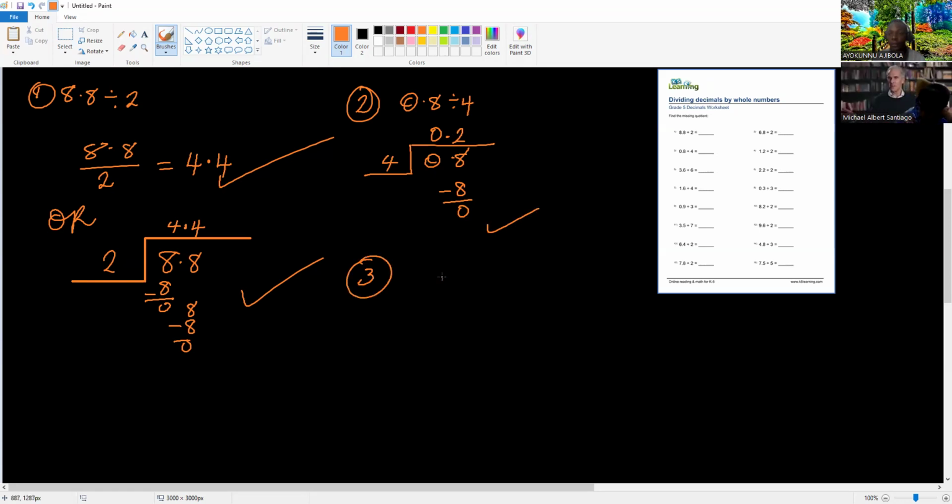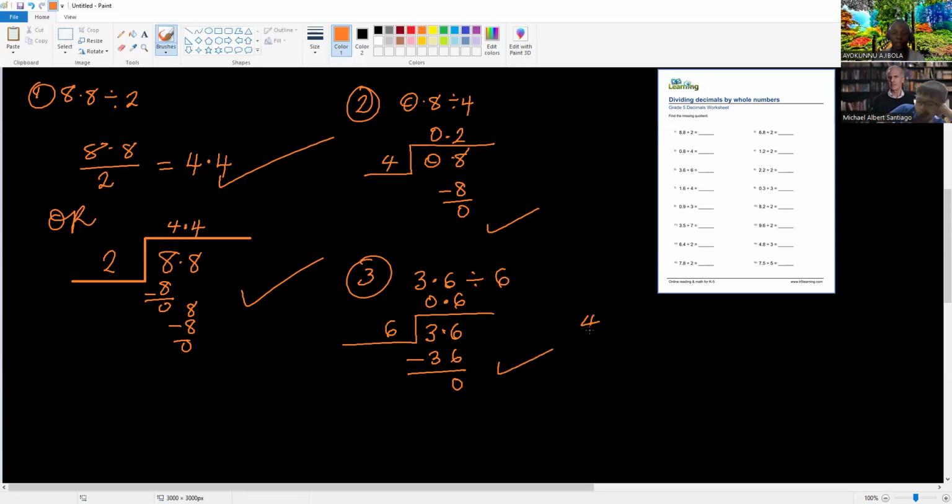Let's look at the third one. 3.6 divided by 6. So do you think you can do this? Yes. How many 6 in 3? Cannot go. How many 6 in 36? That is 6. Then 6 times 6 is 36. Then you subtract them. That's going to be 0, okay? So then your answer is 0.6.